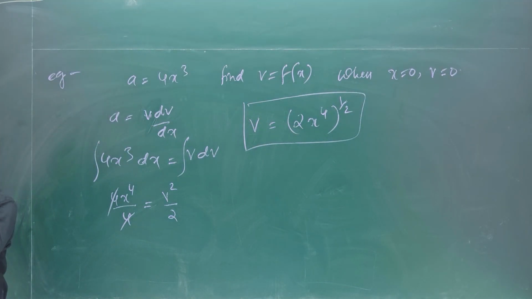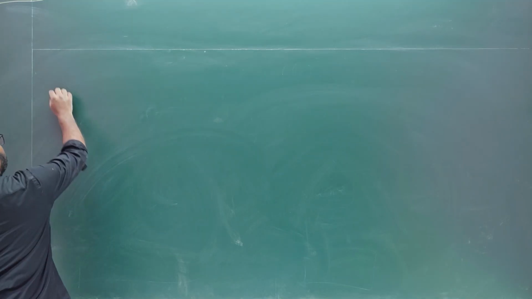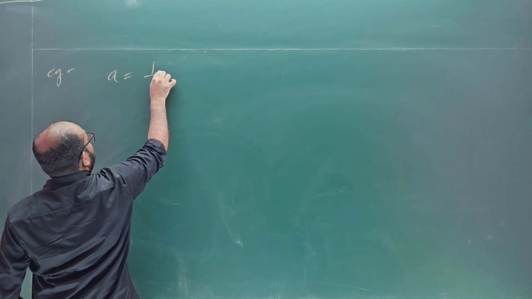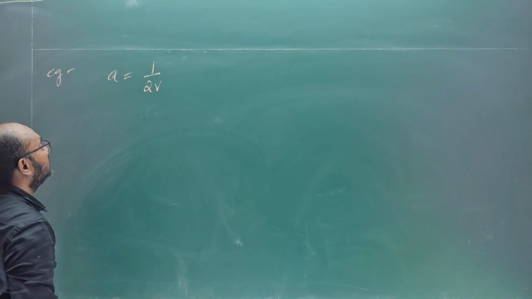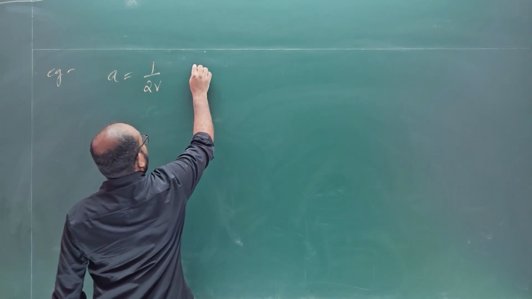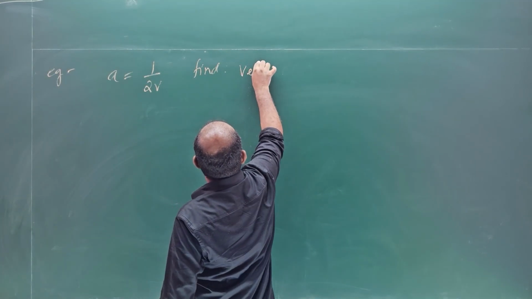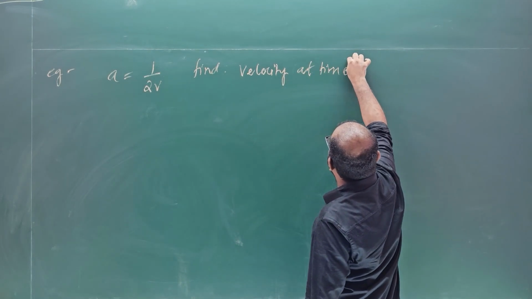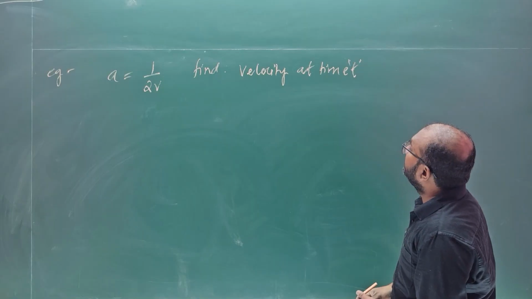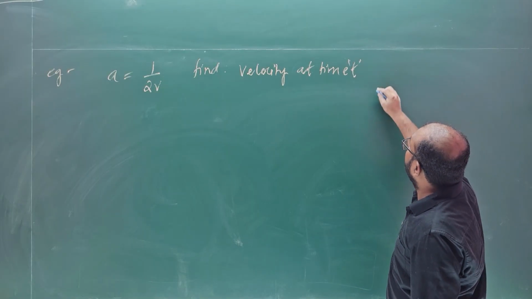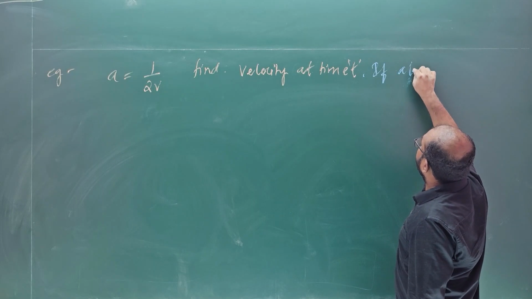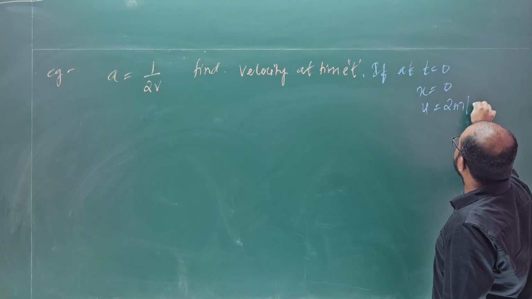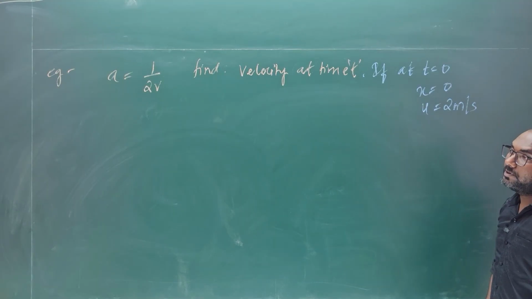Okay, write down the next question, next example. Given that a is equal to 1 upon 2v, find velocity at time t. Find velocity at time t. If at t equal to 0, x is equal to 0, and u is equal to 2 meter per second. Okay.